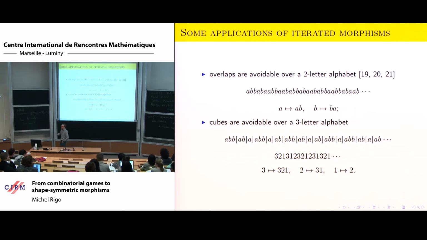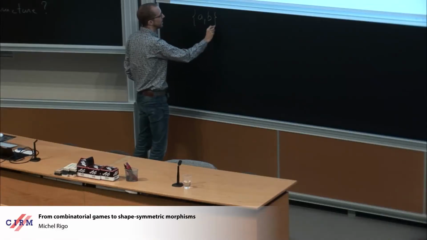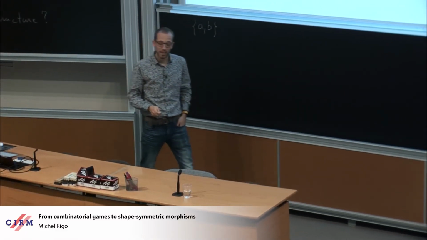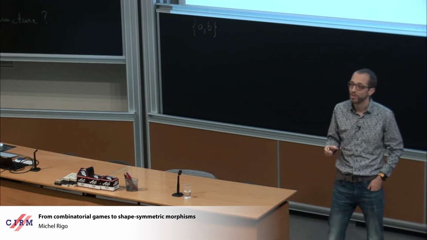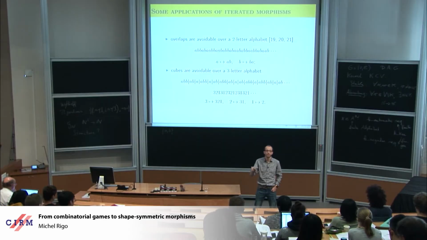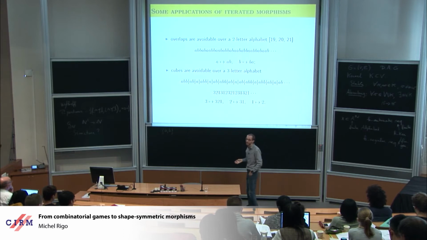Please come with me and study with me. This is so easy. So the easiest theorem is the following one. I have a 2-letter alphabet, so A, B is my alphabet. And first I have to tell you what a square is. A square is just the same factor repeated twice. Like in French, the word bonbon is a square. And so over a 2-letter alphabet, you cannot avoid squares.